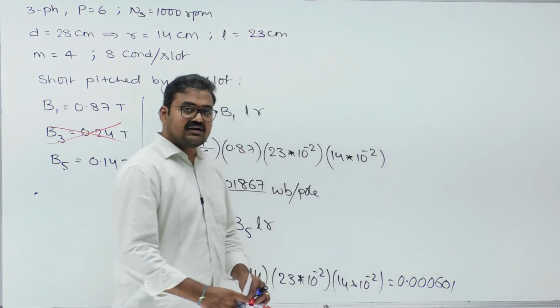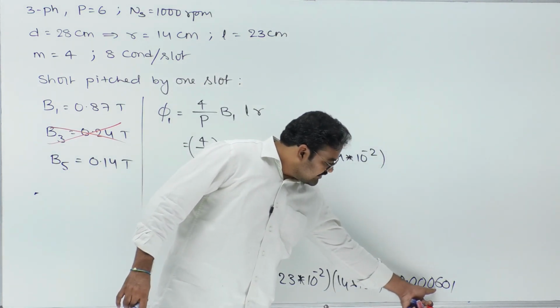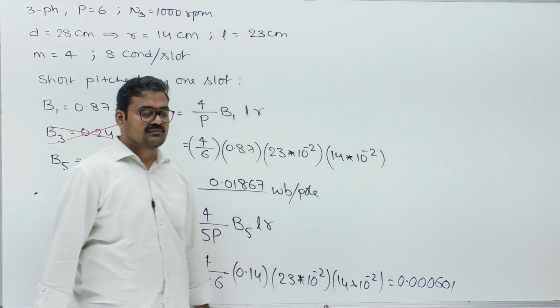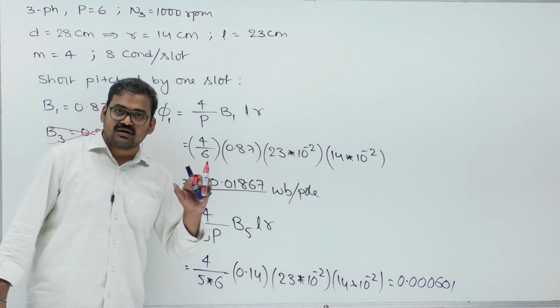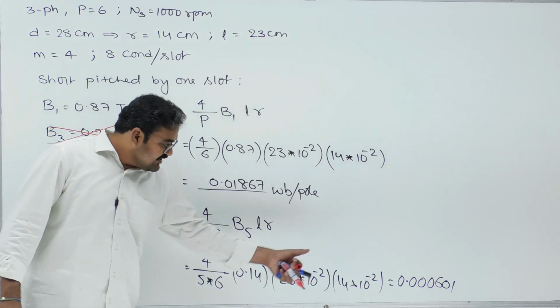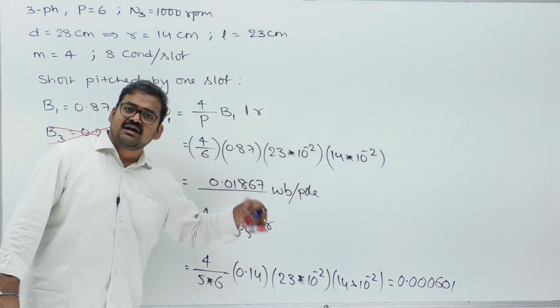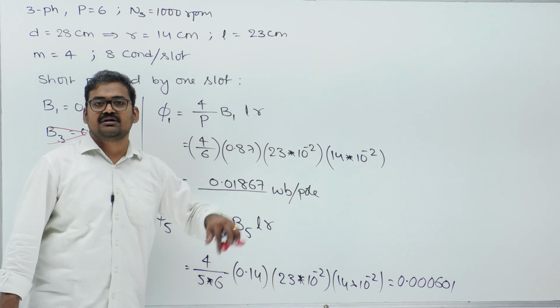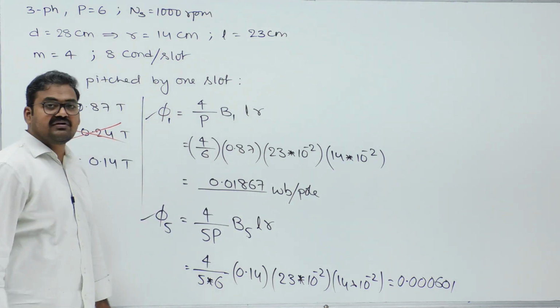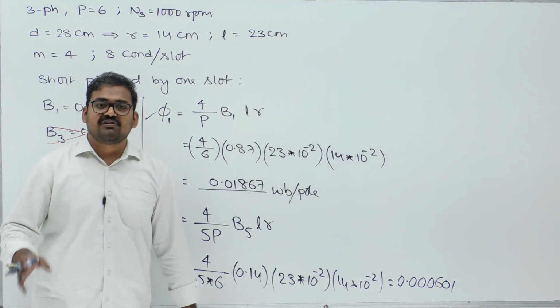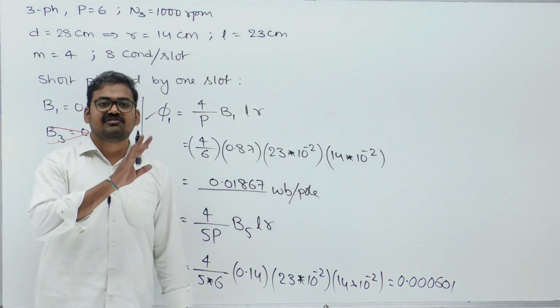0.000601. You see that 0.000 means almost equal to 0. That means indirectly the fifth harmonic flux can be neglected, ideally. But strictly speaking, some small value is there. Let us consider it and complete the problem, okay. Yes, we got the flux per pole value. Now our next discussion is to calculate the winding factor for fundamental and fifth harmonic, okay.